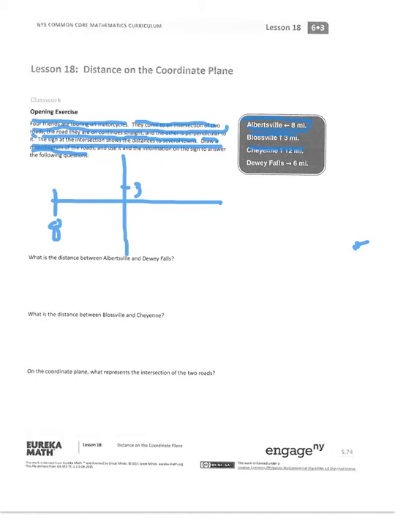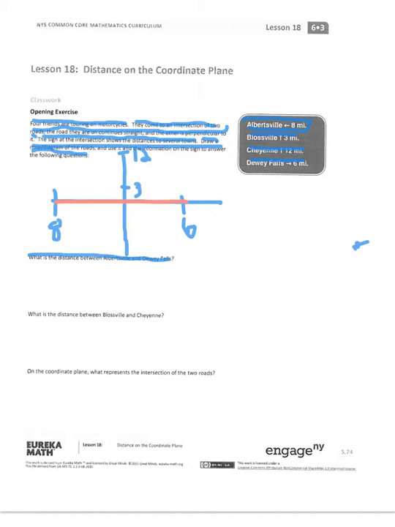Cheyenne, 12, way up here. Dewey Falls, 6 to the right. So pretend it's right there. Now, what is the distance between Albertsville and Dewey Falls? So you need to find the distance between here and here.